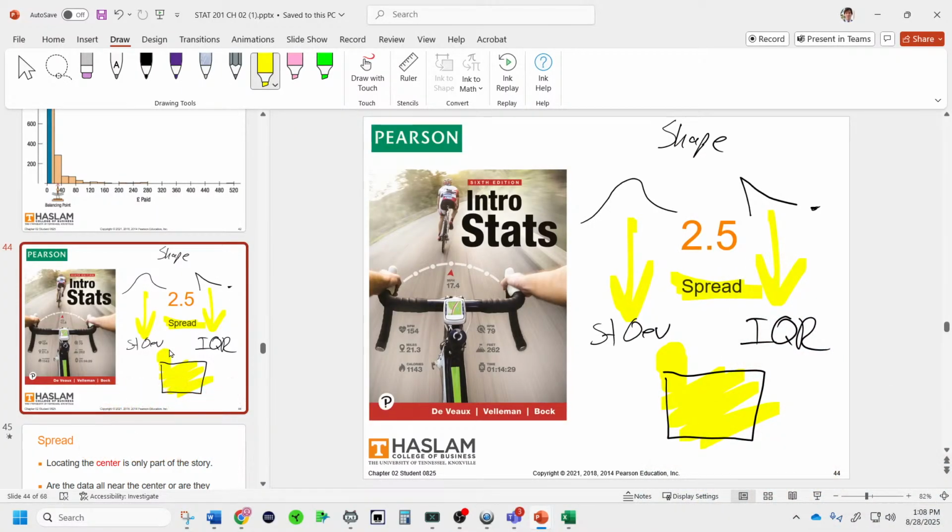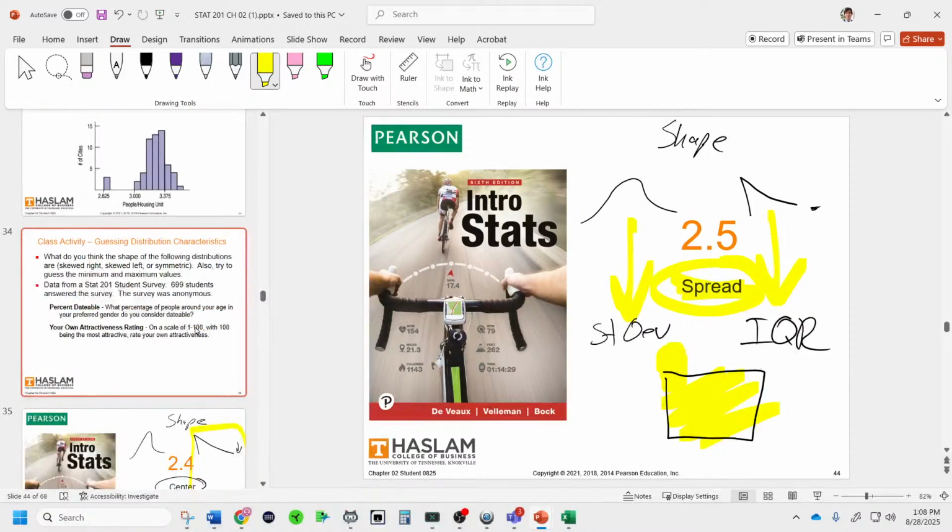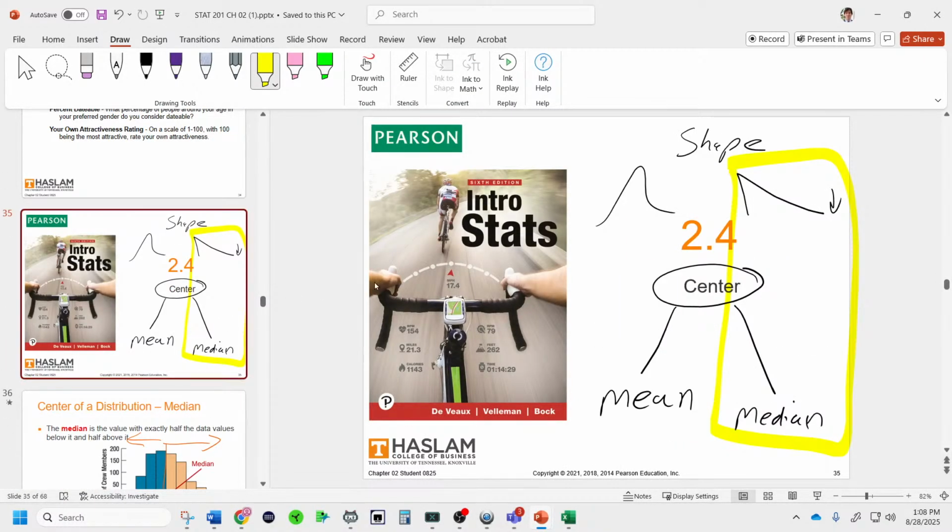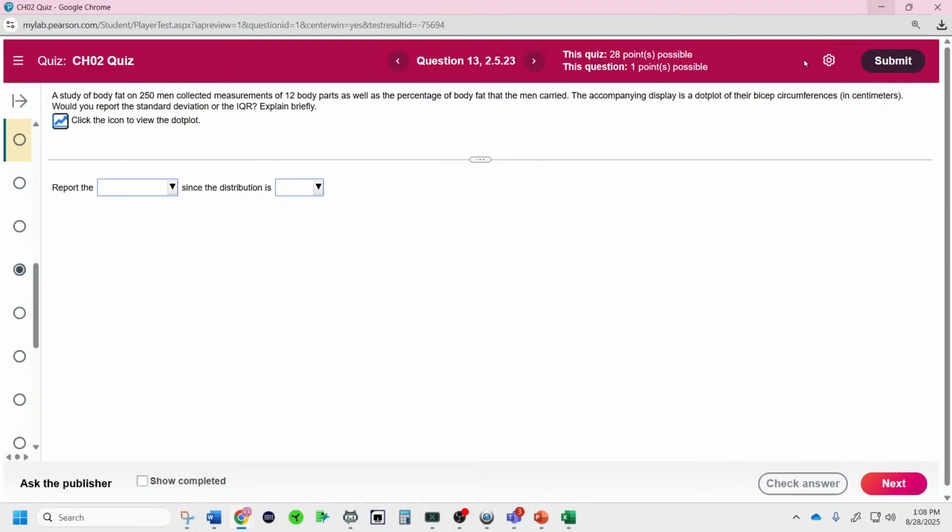Now, remember, we're talking measures of spread right here. So if you're talking measures of center, then you talk about the mean or median based on shape. So we are going to pick the standard deviation because it's more symmetric. Yes. Okay, let's go check out that other question.